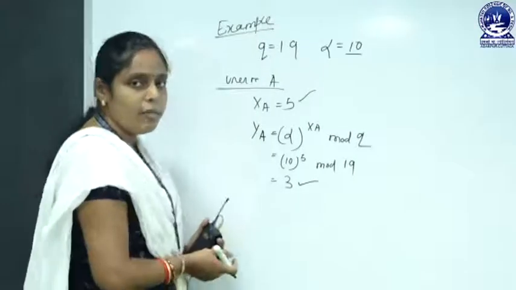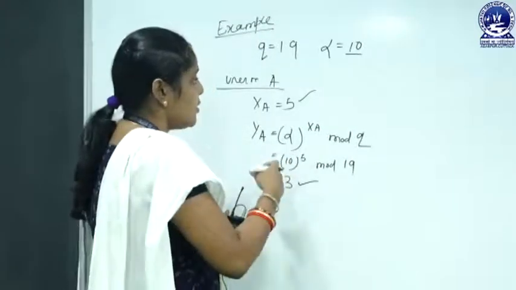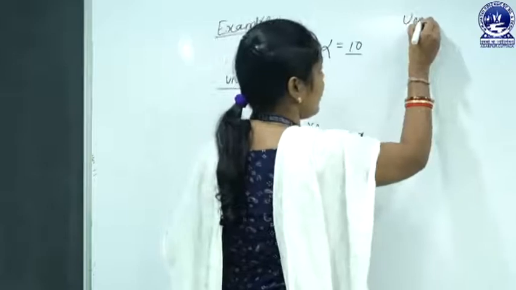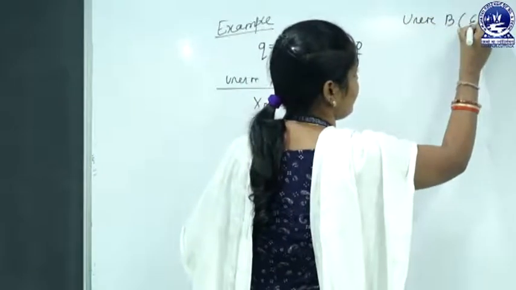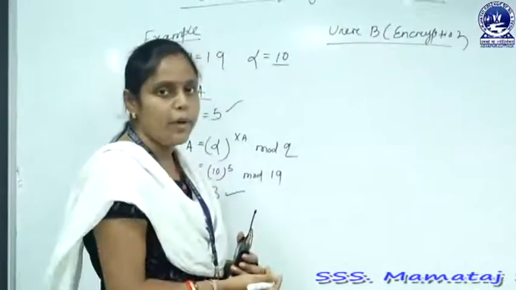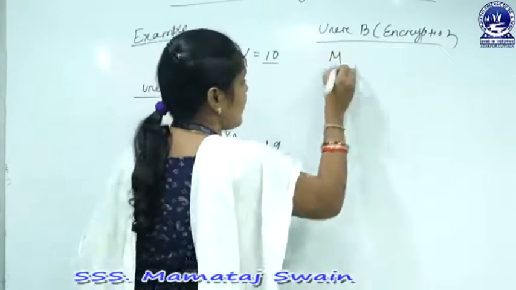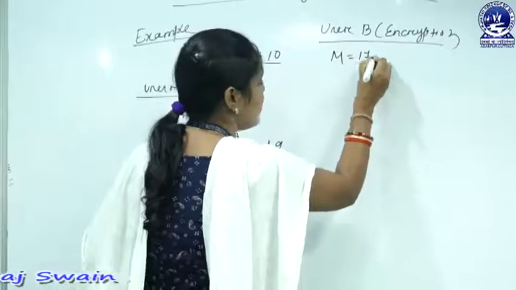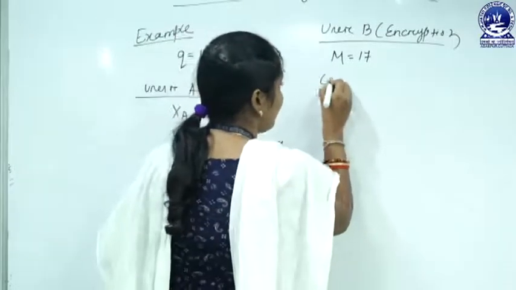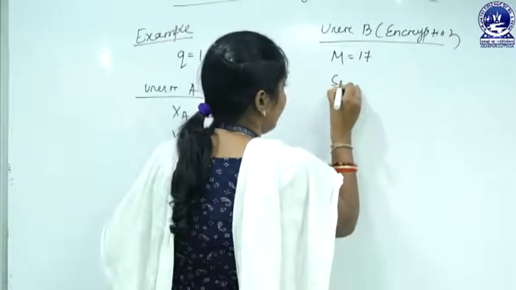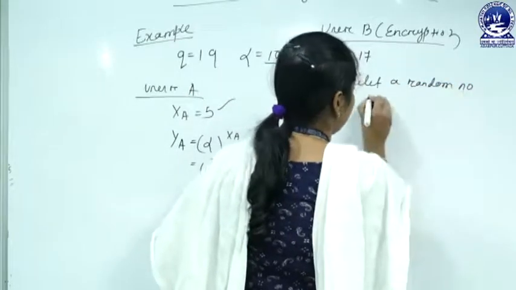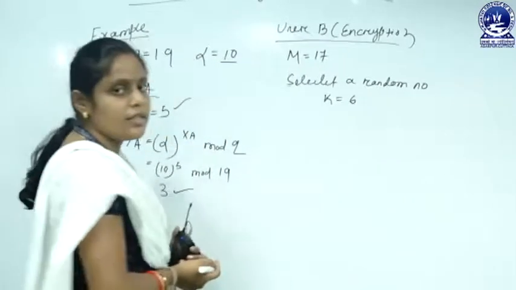After calculating the public key and private key, the user B takes a message and encrypts this message. Now the encryption process by user B. Here the user B first selects a plain text to encrypt. Suppose this plain text is M which value is equal to 17. Then in the next step, the user B selects a random number, that is k, which is equal to, suppose, 6.